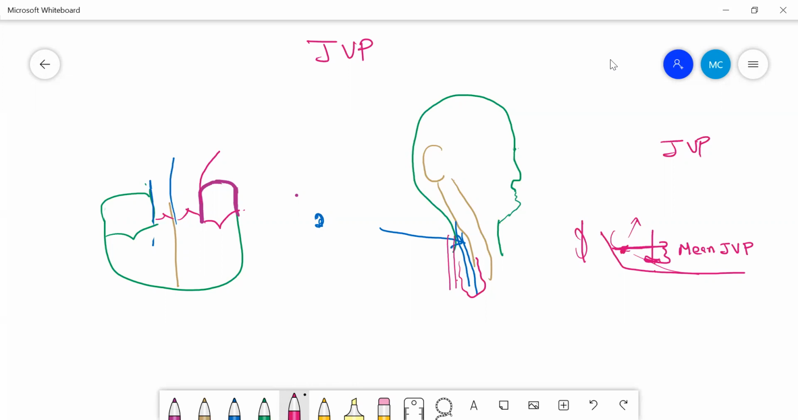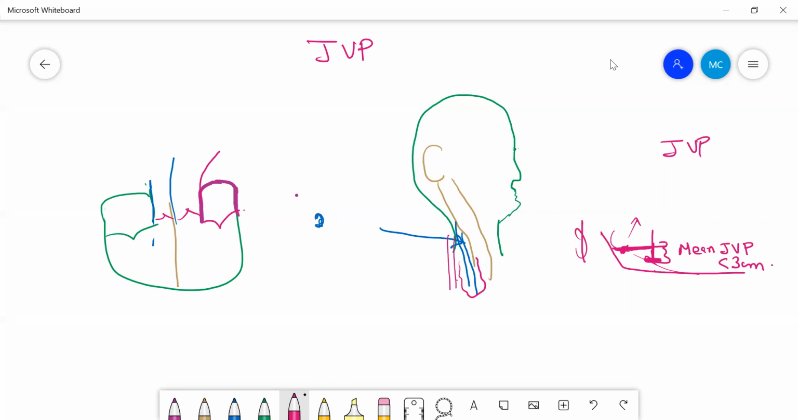We have to locate the sternal angle. We have to locate the highest point of the jugular venous pulsation. And then we have to measure vertically from the point of the sternal angle. This height, which corresponds to the highest point of the jugular pulsation, is going to give you your mean JVP. And this mean JVP normally should be less than 3 centimeters. If it is more than 3 centimeters, it means that the JVP is raised.